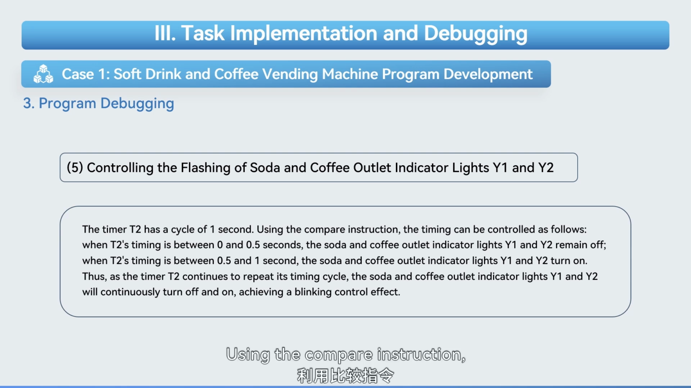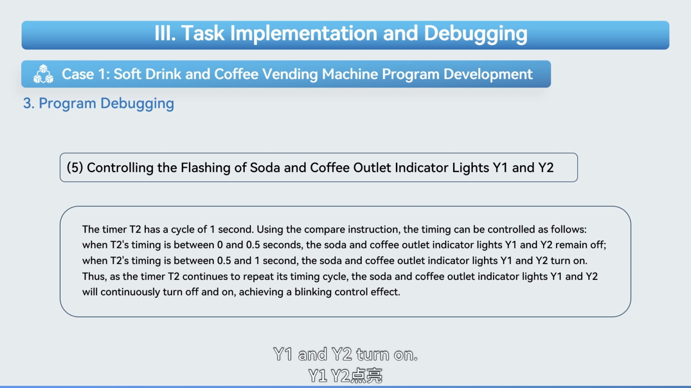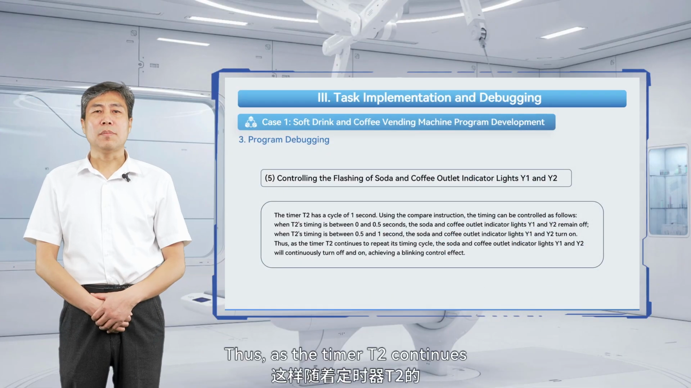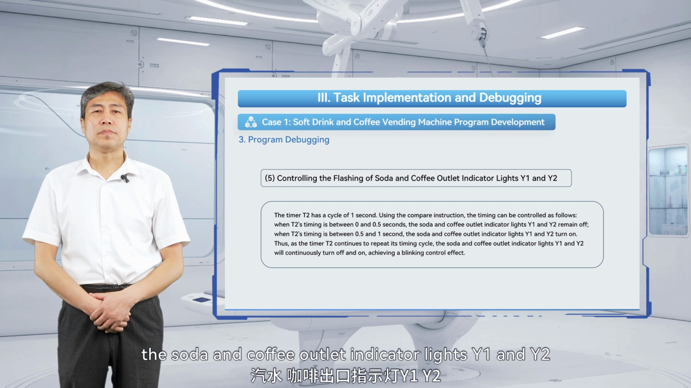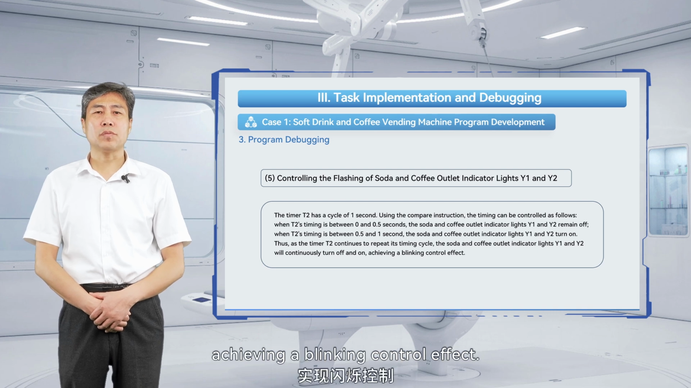Using the compare instruction, the timing can be controlled as follows. When T2's timing is between 0 and 0.5 seconds, the soda and coffee outlet indicator lights Y1 and Y2 remain off. When T2's timing is between 0.5 and 1 second, the soda and coffee outlet indicator lights Y1 and Y2 turn on. Thus, as the timer T2 continues to repeat its timing cycle, the soda and coffee outlet indicator lights Y1 and Y2 will continuously turn off and on, achieving a blinking control effect.